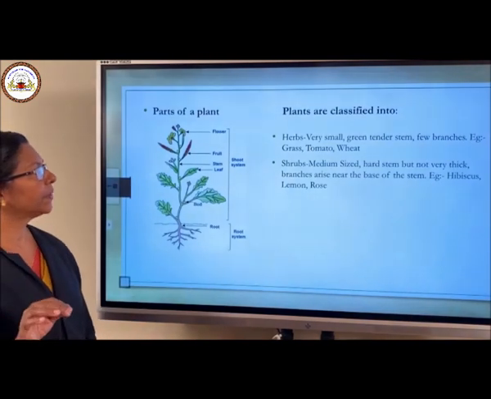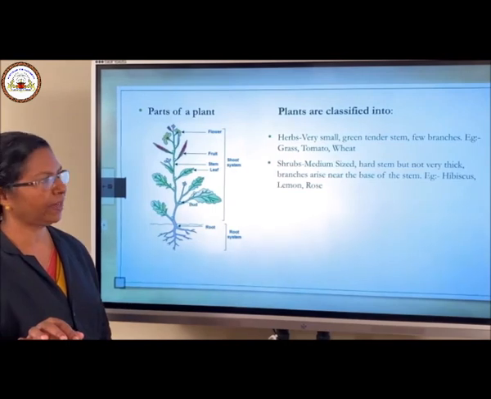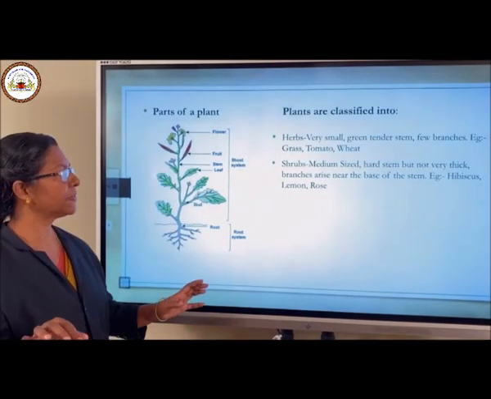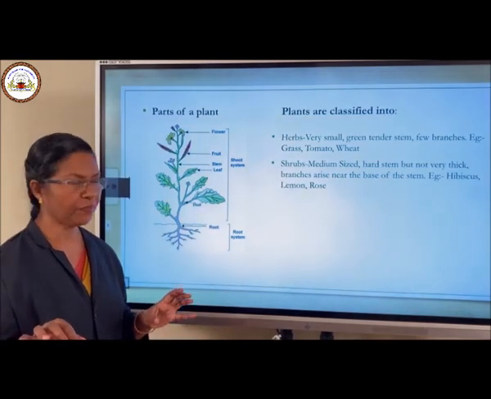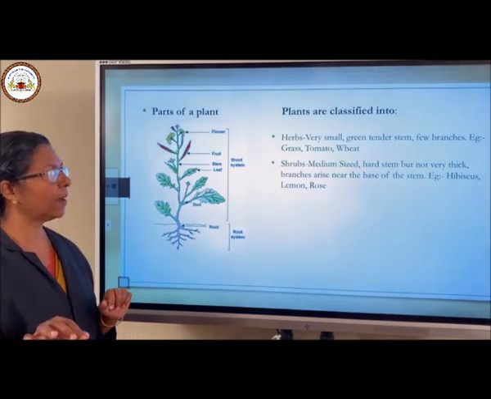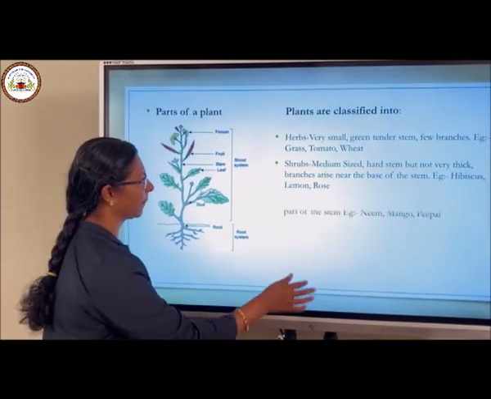Then shrubs. Shrubs are medium-sized, hard stem but not very thick. Branches arise near the base of the stem. So shrubs, they are medium-sized plants. They have hard stem but it is not very thick, and their branches are arising near the base of the stem. Example, hibiscus, lemon, rose, etc.